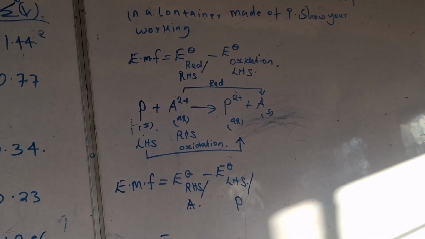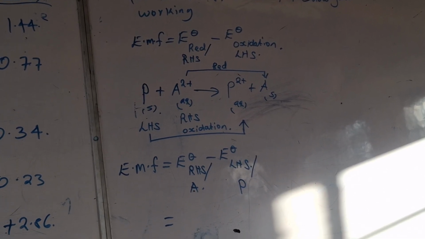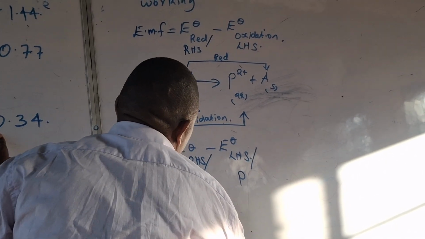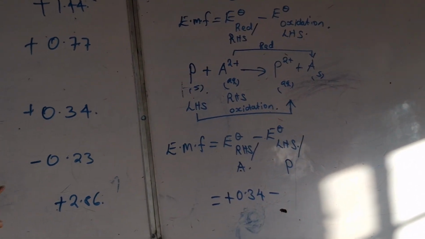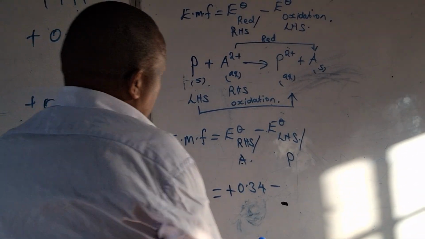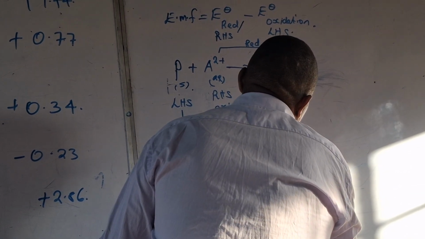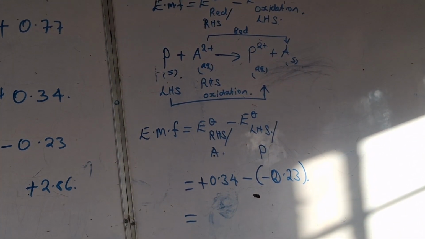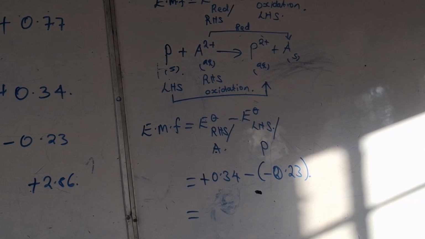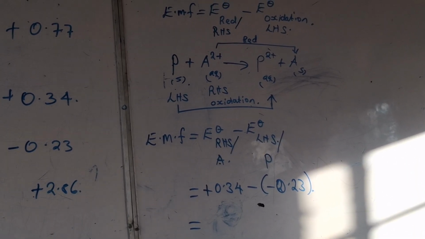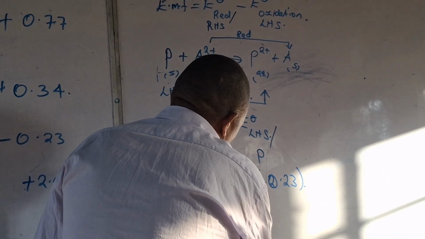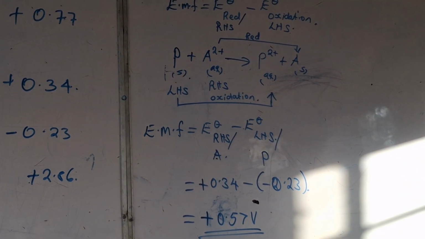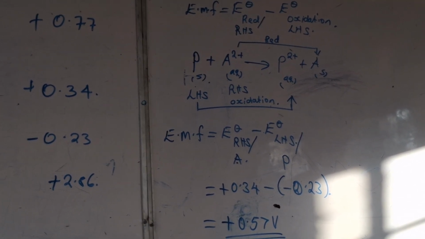Okay? The standard reduction potential of A is positive 0.34. So here we have positive 0.34. We less the standard reduction potential of B, which is negative 0.23. So we less negative 0.23. Can you use your calculator and give me the answer? It is positive 0.57 volts.